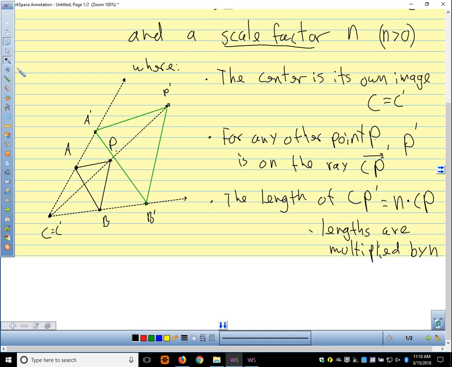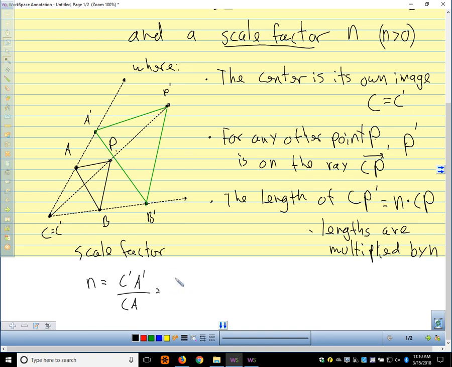And if I made the scale factor 2, then the green triangle would be twice as big as the black triangle. And our scale factor n would equal, we can make a ratio, C prime A prime over C A. The distance from C prime to A prime divided by the distance from C to A.